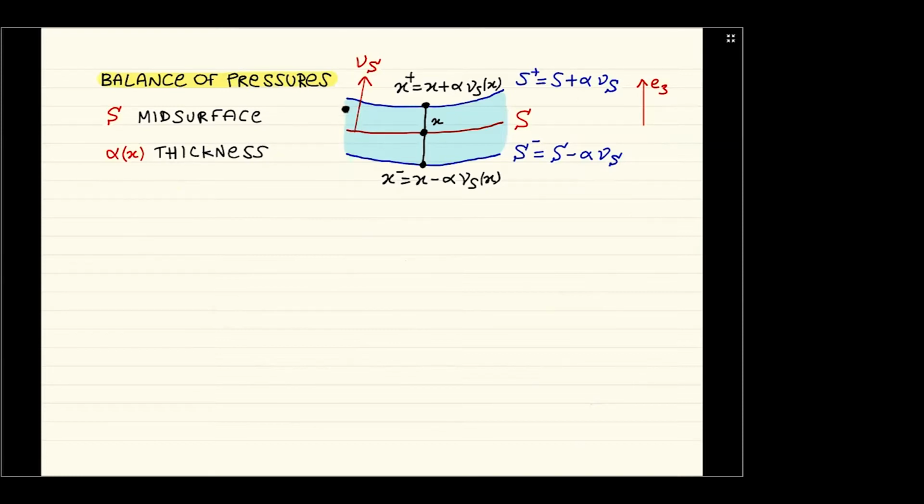Let's say that we have a subfilm and we consider a sort of mid-surface. Then our subfilm has a thickness, alpha of x, which changes as the point x inside the mid-surface is changed. So the subfilm will have two interfaces, a top interface and a bottom interface, which can be described as normal graphs of this thickness function. So x plus alpha normal and x minus alpha normal will give us the two actual boundaries of our subfilm.